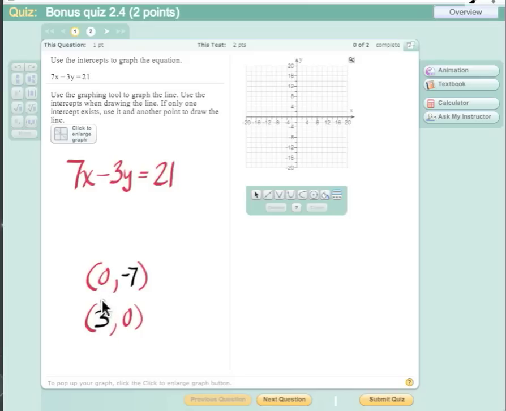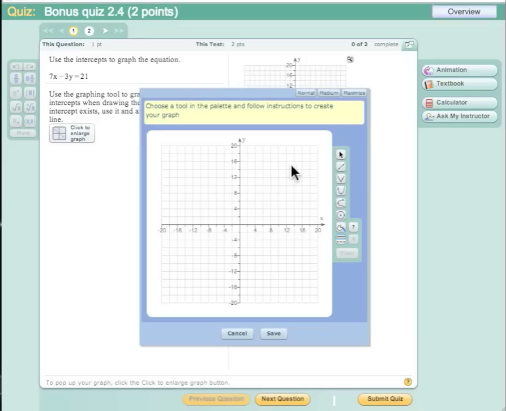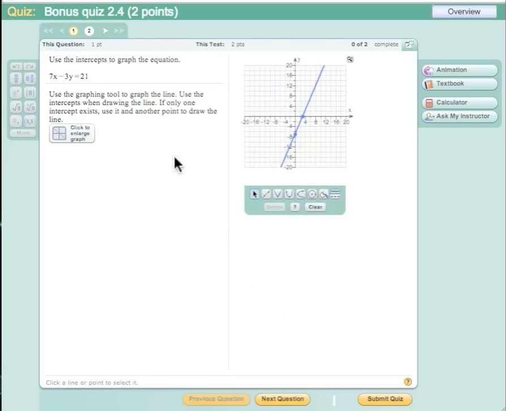And all that's left for me to do is to graph them. And so let me show you that. So I need to enter 2 points into this graph. Select the line tool. And I'll pay attention to the point up here. I want 0, negative 7. That's right there. And I want 3, 0. That's right there. And that's it. I'm going to save this and get on to problem 2.